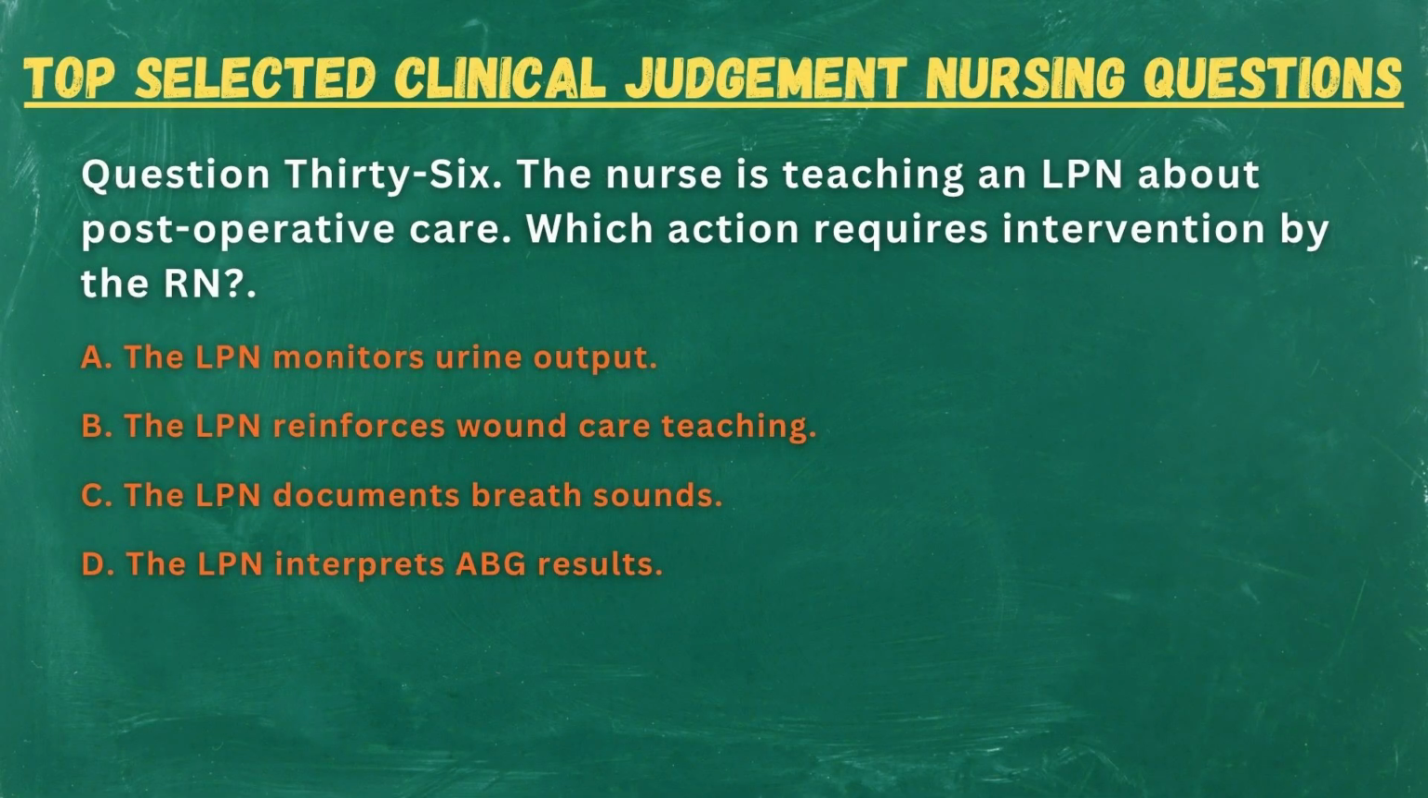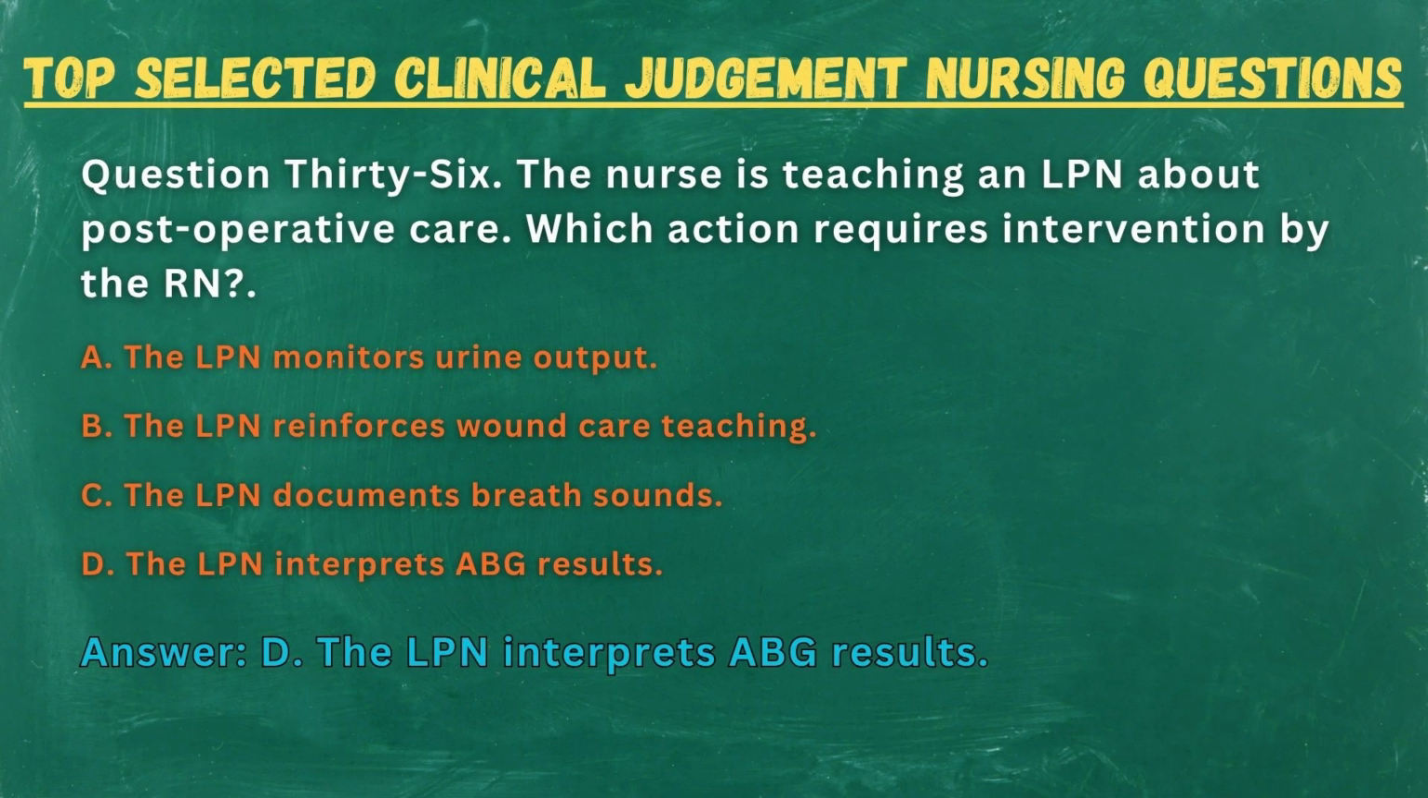Question 36. The nurse is teaching an LPN about postoperative care. Which action requires intervention by the RN? A. The LPN monitors urine output. B. The LPN reinforces wound care teaching. C. The LPN documents breath sounds. D. The LPN interprets ABG results. Answer: D. The LPN interprets ABG results.